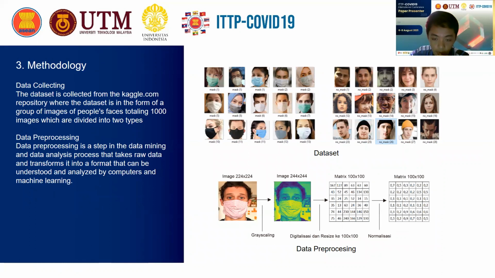The methodology. In the study, the first step we have to do is data collecting. Data collecting is collecting data from the kaggle.com repository, which is a group of people images totaling 1,000 images, divided into two types: using a mask and not using a mask. And then data pre-processing. Data pre-processing is a step in data mining. It is the process of taking raw data and transforming it into a format that can be understood and analyzed by computers and machine learning. In the data pre-processing, we do grayscaling, digitalizing, resizing, and normalizing of the data. We can see the picture in the presentation.